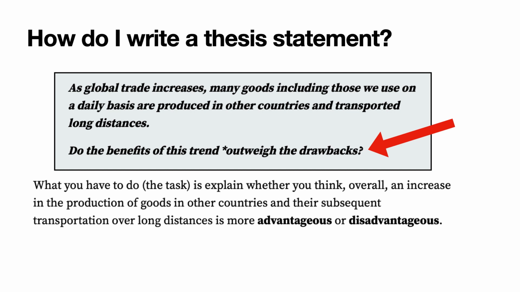So what you have to do, the task, is explain whether you think overall an increase in the production of goods in other countries and their subsequent transportation over long distances is more advantageous or disadvantageous. So the task is always the last bit in the rubric.